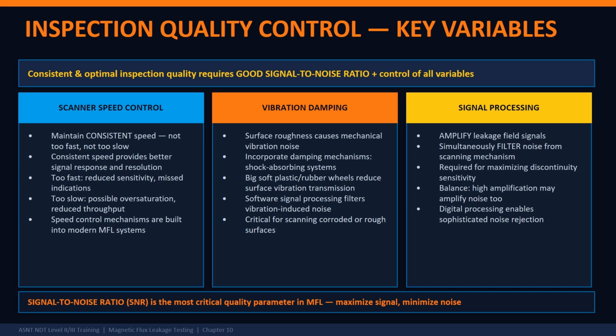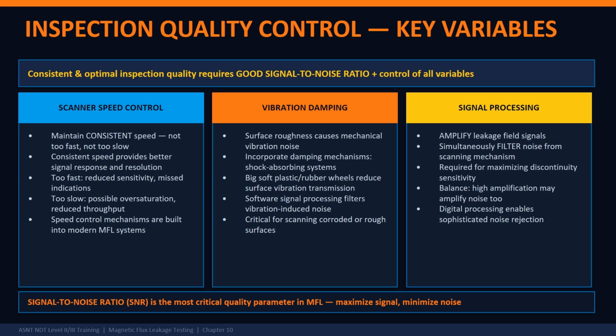The most important quality parameter is signal-to-noise ratio, or SNR. Maximize signal. Minimize noise. Three major variables affect this. Scanner speed. Too fast: reduced sensitivity, missed indications. Too slow: poor productivity and possible saturation effects. Consistent speed is essential. This is extremely important during refinery shutdown inspections where large scan areas must be completed quickly.